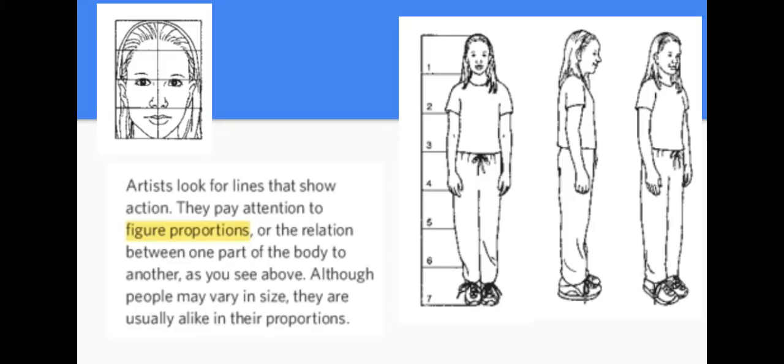So artists look for lines that show action. They pay attention to figure proportions, which we just talked about, or the relationship between one part of the body to another. As you see above, although people may vary in size, they are usually alike in their proportions. And you can see that the person here is cut up into 7 equal parts, and the measurement is the size of the head. So you count 7 heads down. And then the face is broken up in proportion also.